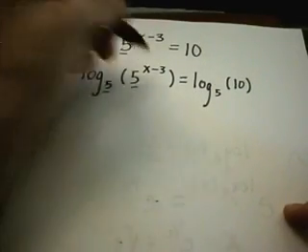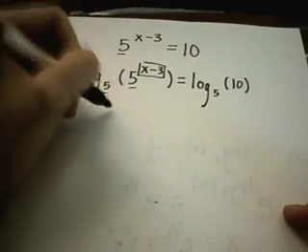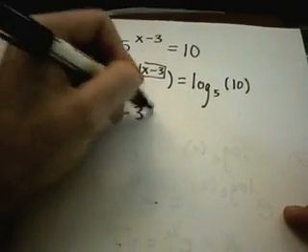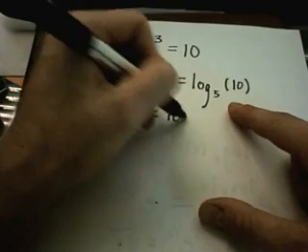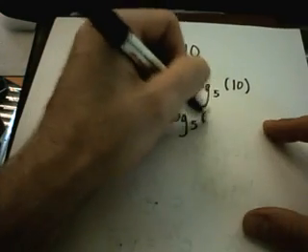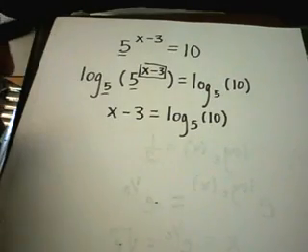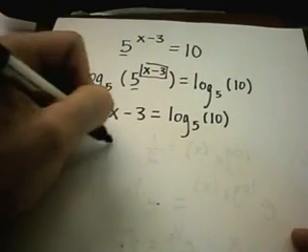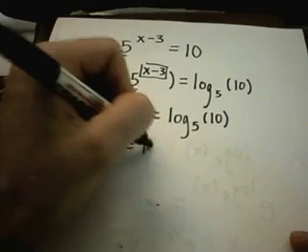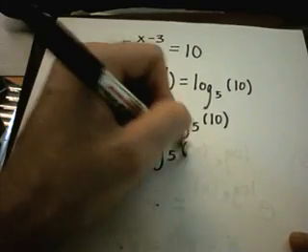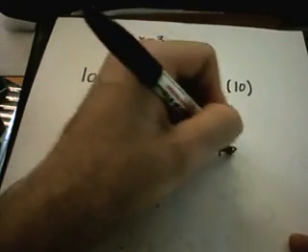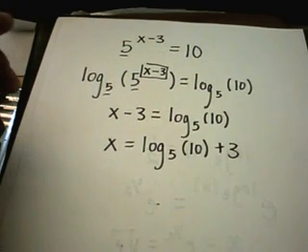Again, these two symbols match up. Whatever's upstairs, that's what you're left with. Log base 5 of 10, I don't know, that's some number. I'm just going to leave it like it is because I don't know what it is. Now to solve for x, I'll just add 3 to both sides. And again, I'm finished. I've got my answer.